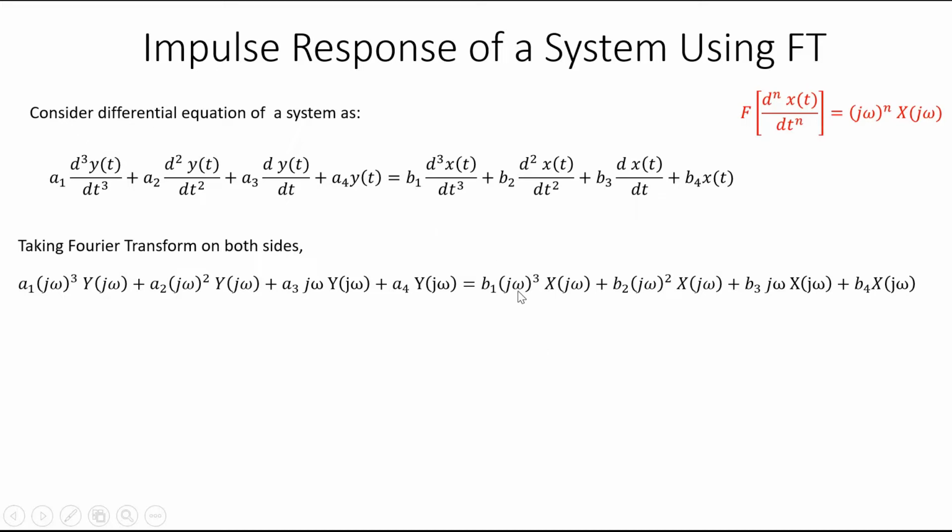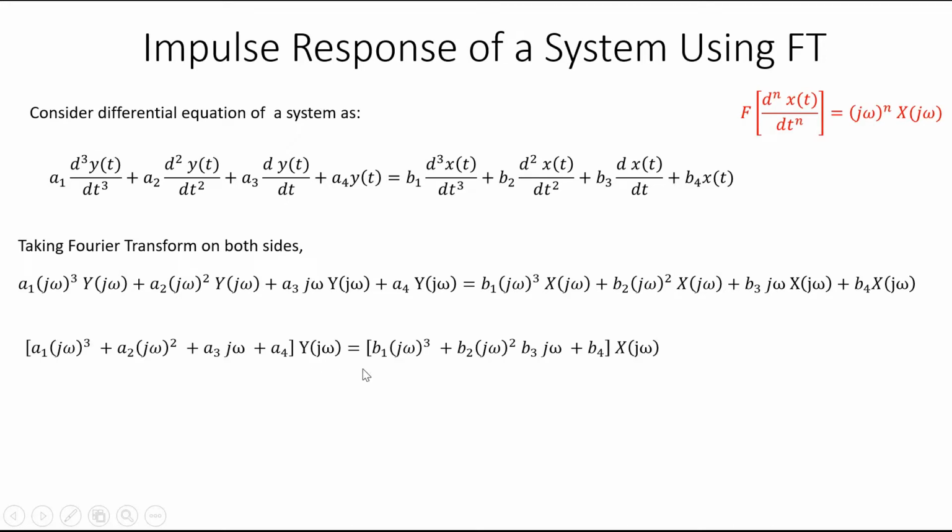And here b1, here also (j omega) cube x of j omega. This becomes b2 (j omega) square x of j omega. This becomes b3 j omega x of j omega, and here only x of t, so it becomes b4 x of j omega. Then we can take y of j omega common and x of j omega common, so it becomes like this.